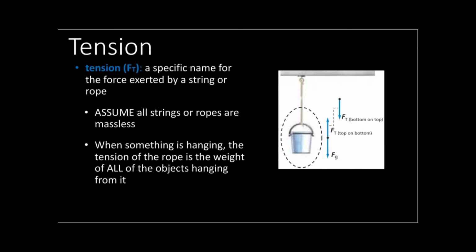So let's say, like in this picture, let's say that it was possible to hang another bucket from this bucket. I don't think it is, but let's just pretend that it is. And then we filled up this bucket with rocks, and then we put some rocks in this bucket. The tension on this rope is the weight of all of this stuff dangling.